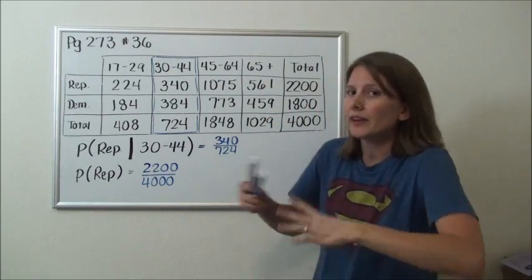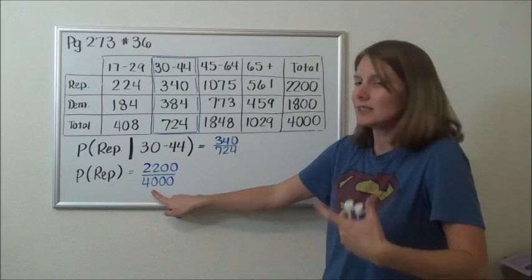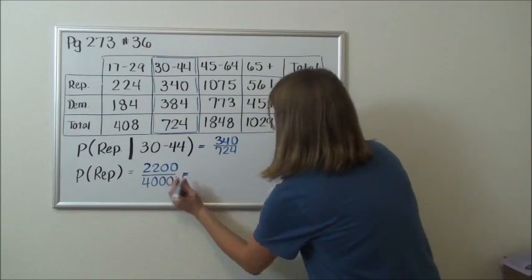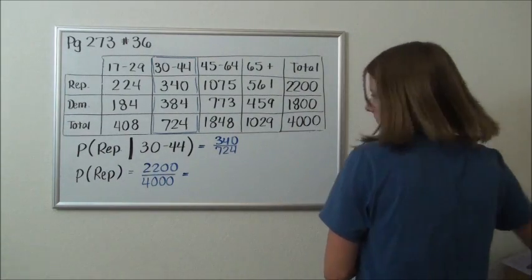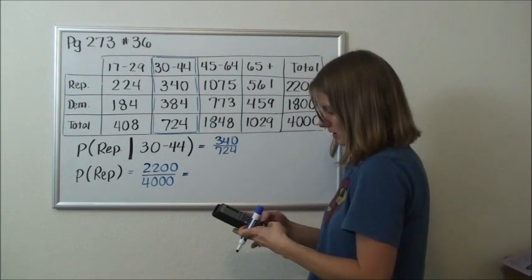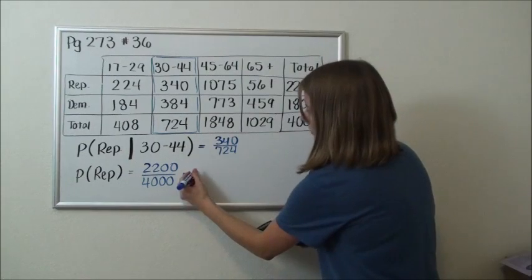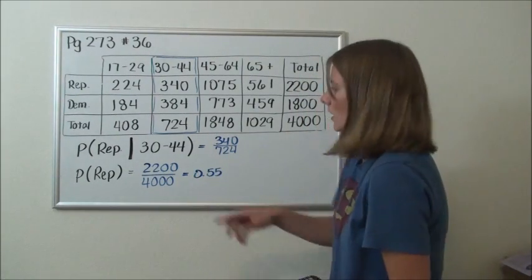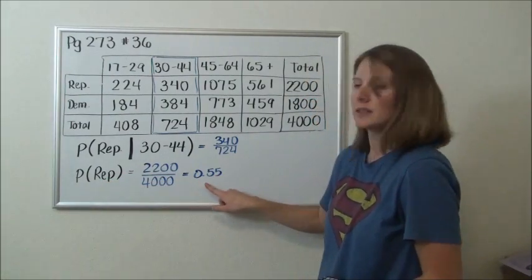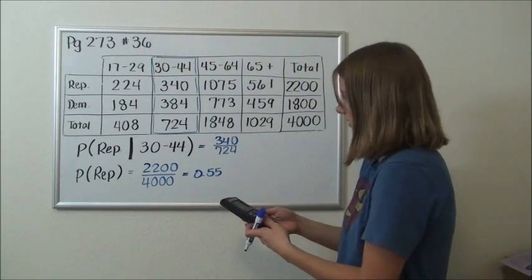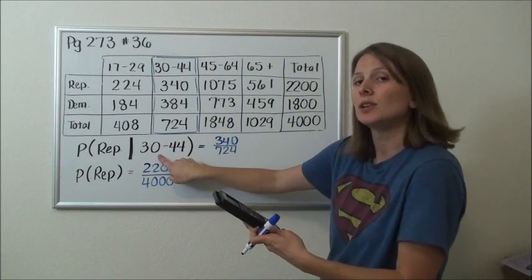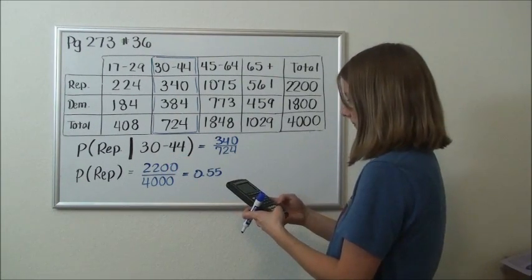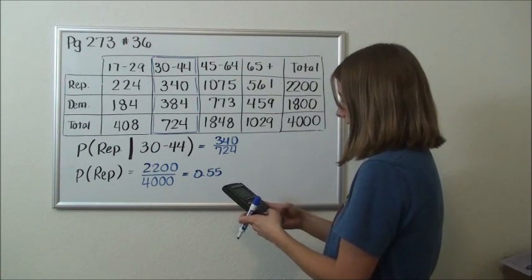So if I know nothing about a person's age, I would guess the probability that someone's a Republican is this fraction, which as a decimal is 2,200 divided by 4,000. So we had said that was 0.55. If I knew nothing about a person, the likelihood that they're a Republican is about 55% in this particular district. But if I happen to know their age is between 30 and 44 years old, then my probability is different.